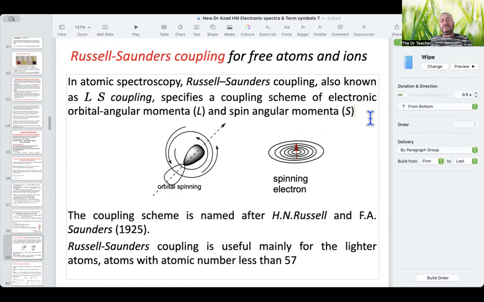I don't want to leave anything beside it, just to stay as it is. So there is an orbital angular momentum because of the spinning, and there is a spin angular momentum of the electron. So the coupling scheme is named after H.N. Russell and Saunders, 1925. This is mainly for the lighter atoms, with atomic number less than 57. This is very suitable for such atoms, atomic number less than 57.